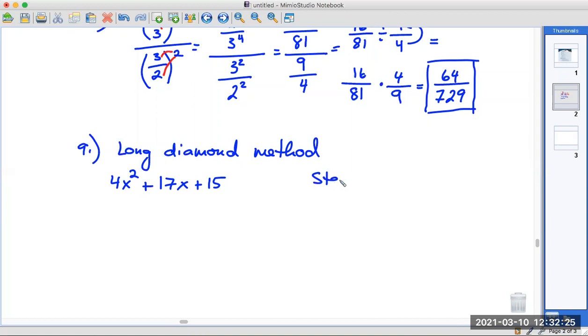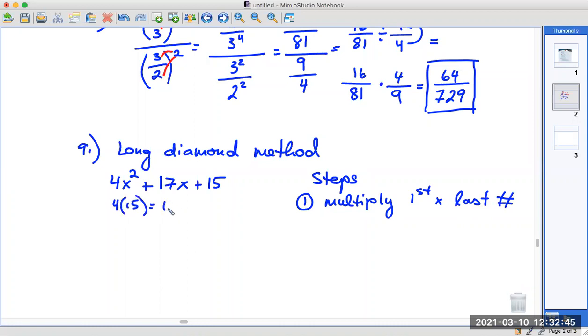So I'm going to write them up here so you have them. The first step is multiply first times last. So that's 4 times 15, which is, I believe, 60, right? So then you fill your diamond with 60 and 17. So that's the second step. Load baseball diamond.